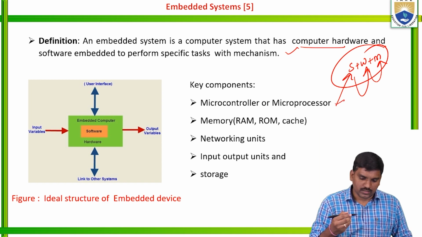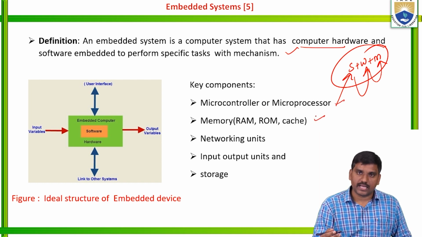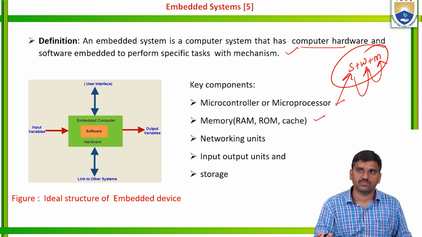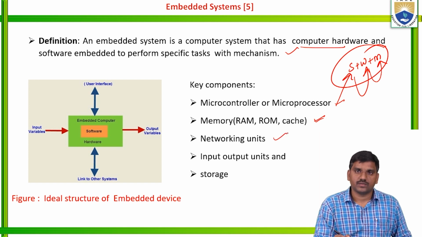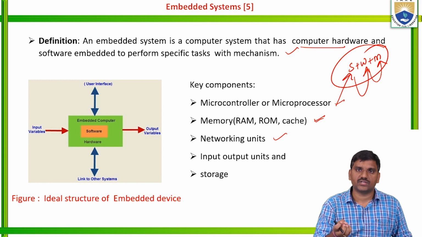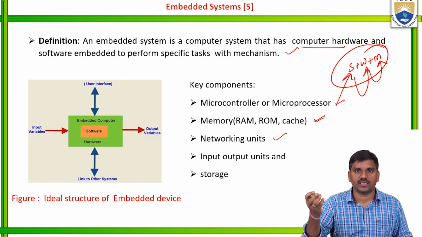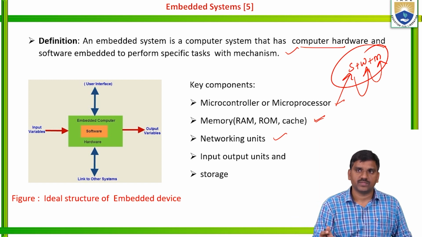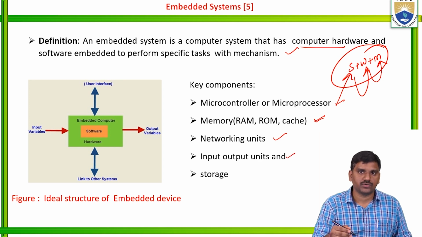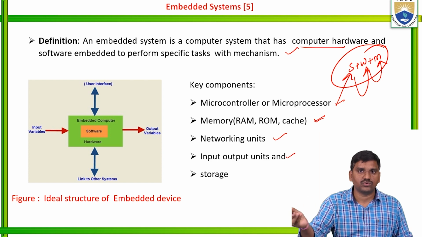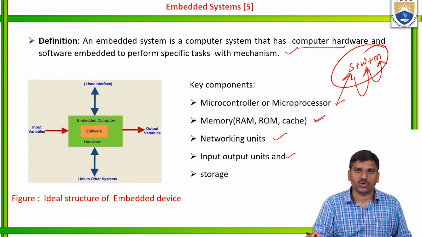Microcontroller and microprocessor. Memory, either read-only memory or random access memory or cache memory, flash memory, whatever it may be. We have some memory devices. Networking units, either single point or multi-point or double point, like that. Next, input-output units. Compulsorily we have to give some input, and exactly, we have to take some output from the output port.